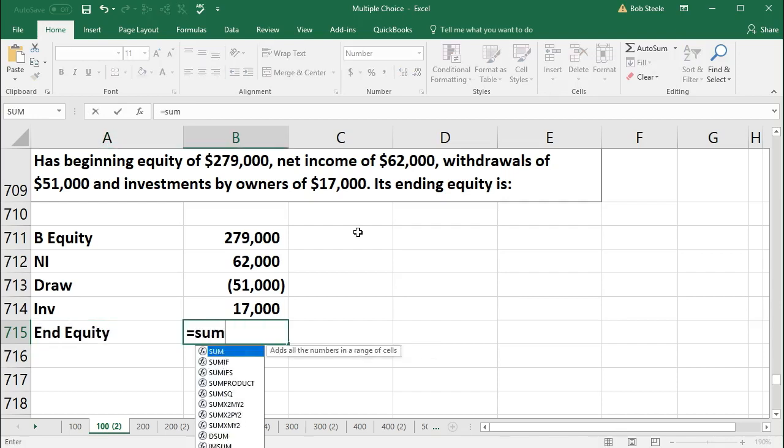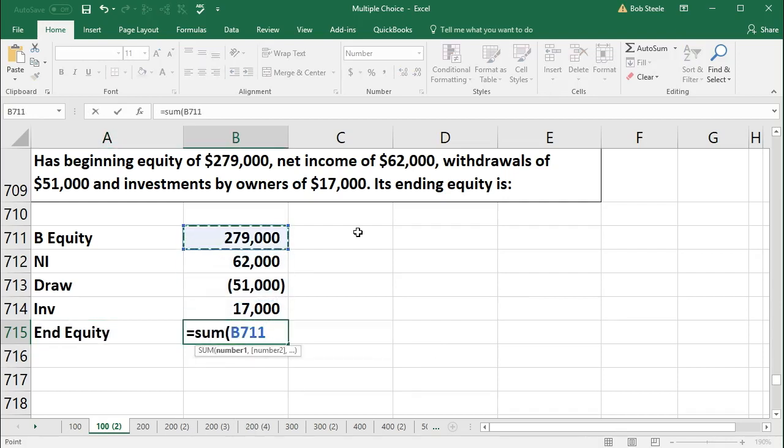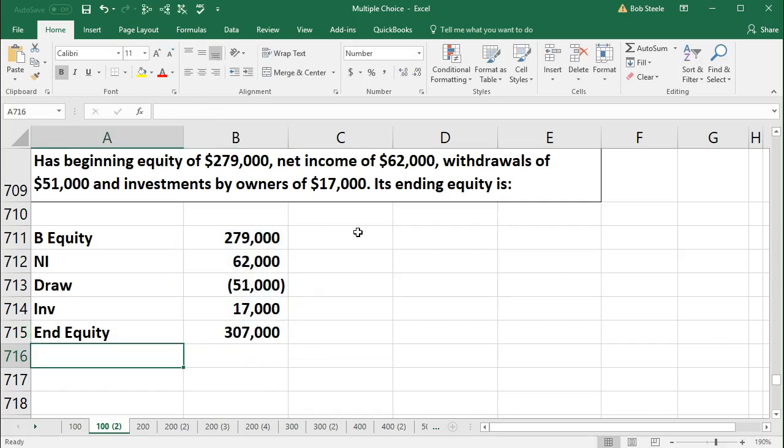And we'll go ahead and do the math here. So we've got $279,000 beginning plus net income minus draws, because it's a negative number, plus the $17,000. That'll give us the ending equity in this case of $307,000. So this calculation, you might want to memorize it. You might want to work with the equity statement for a while. You might want to work with what net income is and how it relates to the balance sheet, just to get a better understanding of what we're doing here, rather than just memorize the calculation.